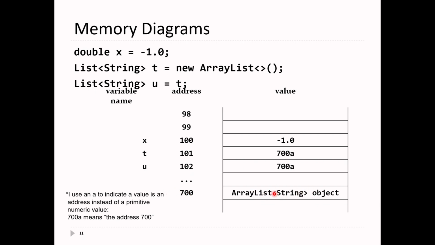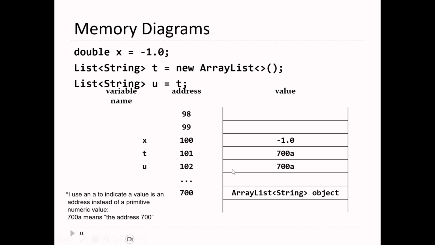I've labeled this box here with its type rather than a value, just so that we know that this happens to be an array list object. I don't know what's actually here. I have no idea how the array list class is implemented or what it looks like in memory, and I don't actually care. All that I care is that the array list object is here at address 700. You can kind of guess that there's probably an array that holds the elements of the list, but we don't know that for sure.